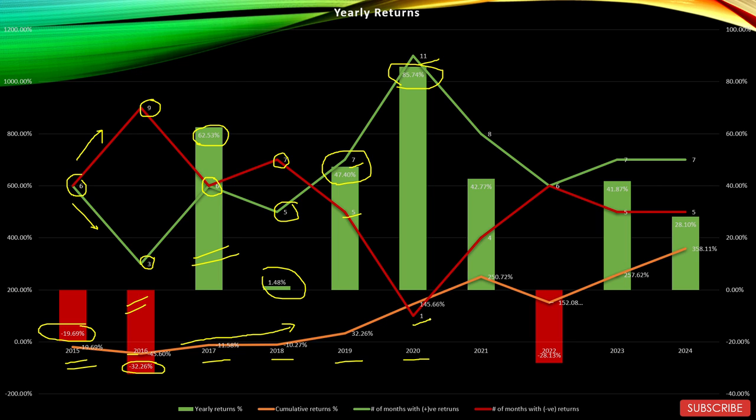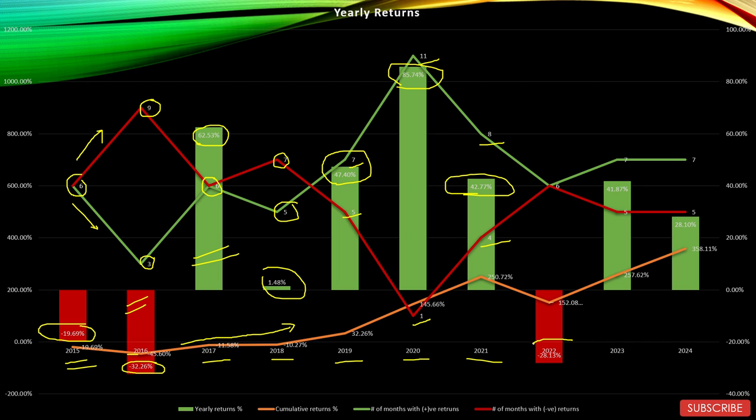So 2020, although it was a COVID year and most of the sectors struggled, sectors like these actually gave very good returns in 2020. In 2021, this year too was a very good year for the sector, and the sector managed to give returns of 42.77% with 8 months positive returns and 4 months negative returns.